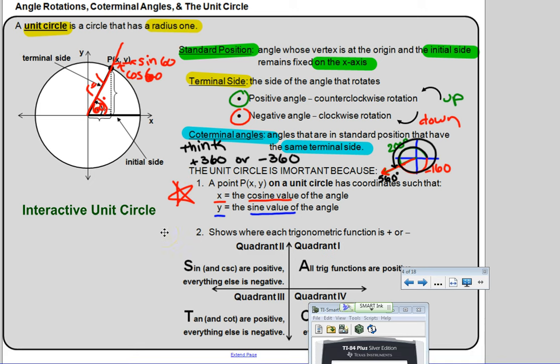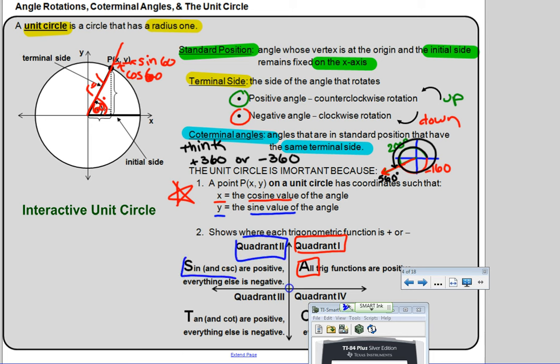So not only do we know that x is the cosine value and sine is the y value, it's obviously going to affect our positives and negatives in our quadrants. Remember, I told you the triangle is the same triangle in all of these quadrants. The only thing that changes are the positives and the negatives. So this is what this all means. In the first quadrant, quadrant 1, all of the trig functions are positive. So they're all positive.